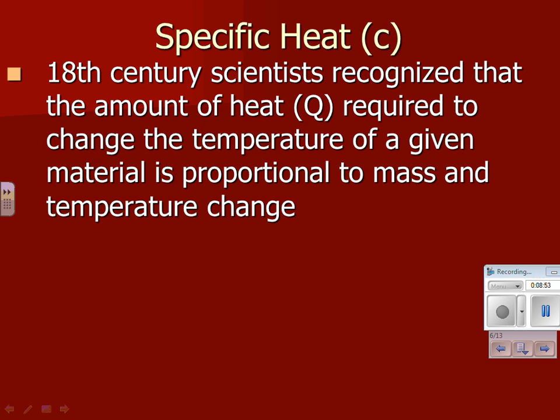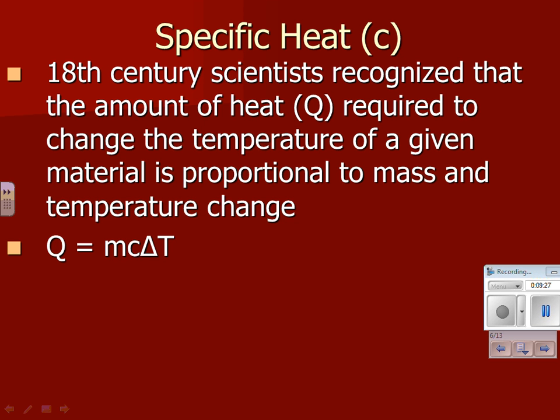One factor is how much of that stuff you have, its mass. Another factor is how much temperature you want to change it. And then the third factor has to do with the material itself. There's a property of a material that determines how easy or how hard it is to change its temperature. And that property is called specific heat. It's unique to each material, and basically, the equation that you will use frequently in this unit is Q equals mc delta T. Q is heat. It's measured in joules.